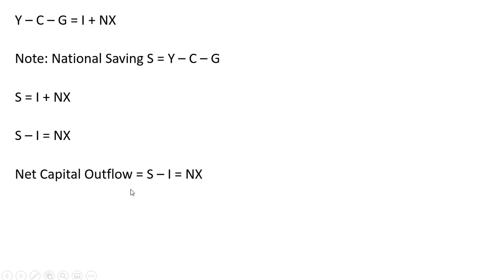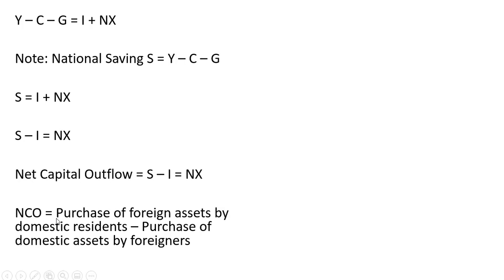So net capital outflow is going to be defined as the following. Net capital outflow is going to be the purchase of foreign assets by domestic residents minus the purchase of domestic assets by foreigners.